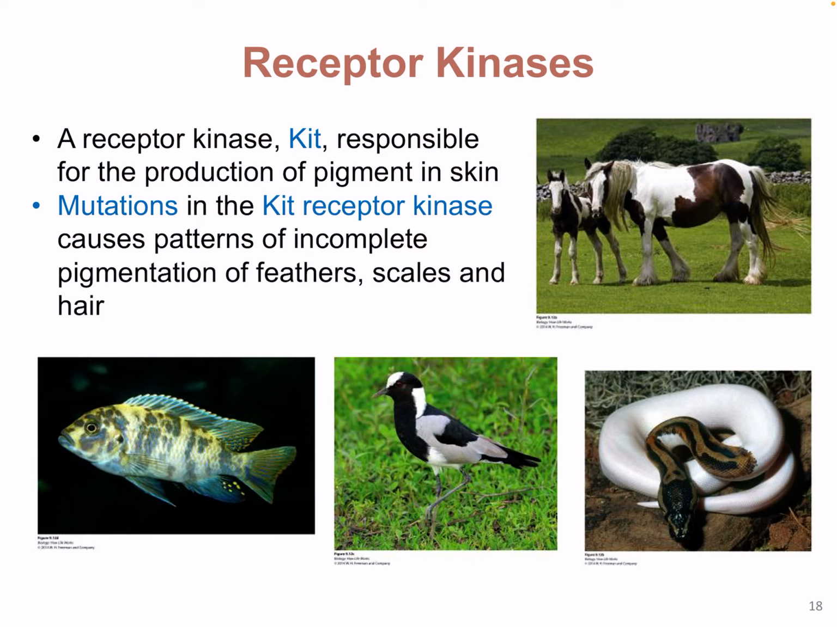A receptor kinase, for example, called KIT, is responsible for the production of the pigment of our skin. Mutations in the KIT receptor kinase cause patterns of incomplete pigmentation of feathers, scales, and hair. So this is essentially responsible for all these different variations in color.